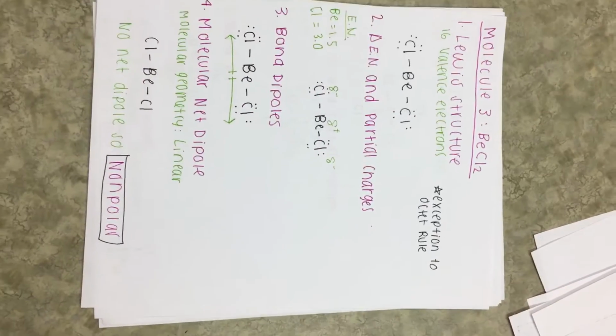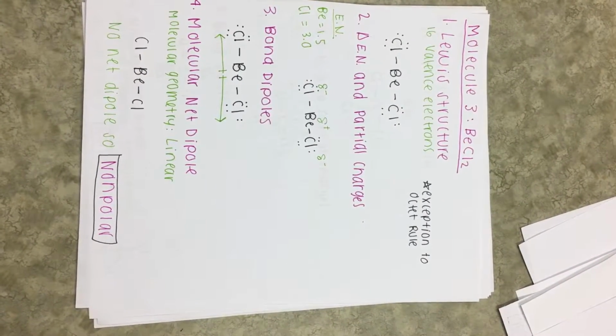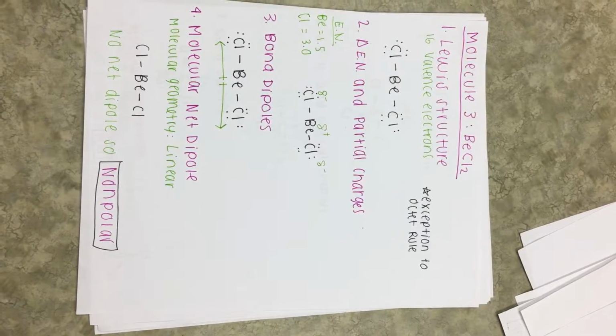Now we will look at BeCl2 to see if it is polar. There is a total of 16 valence electrons. First, place the valence electrons on the outside atoms and make sure each atom has an octet.